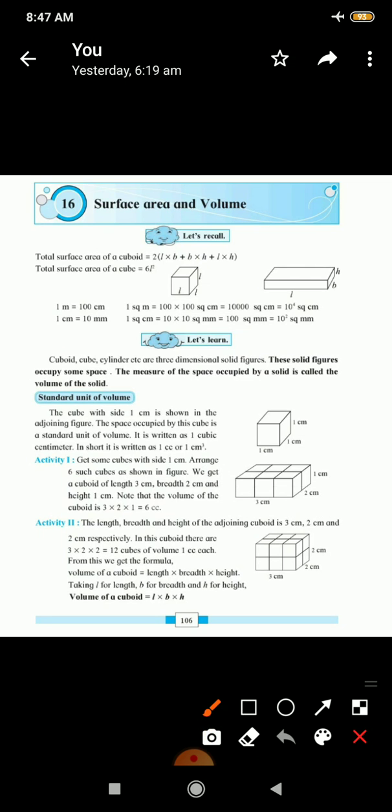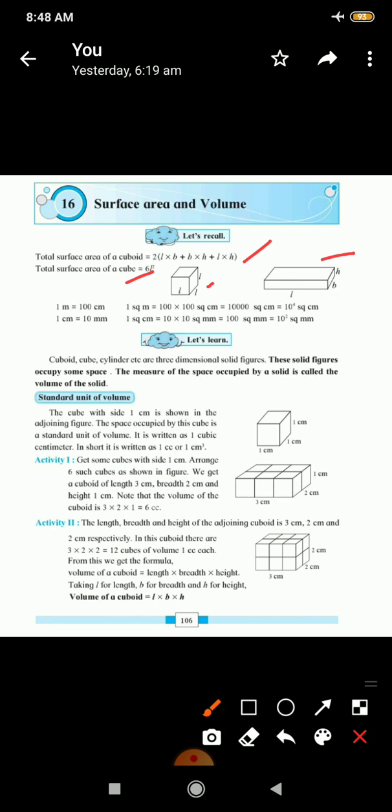Let's recall. Total surface area of a cuboid is equal to twice open bracket length into breadth plus breadth into height plus length into height. Okay, this formula if you remember. Then the total surface area of a cube is equal to 6L square. Okay, so this is a cube and this is a cuboid.